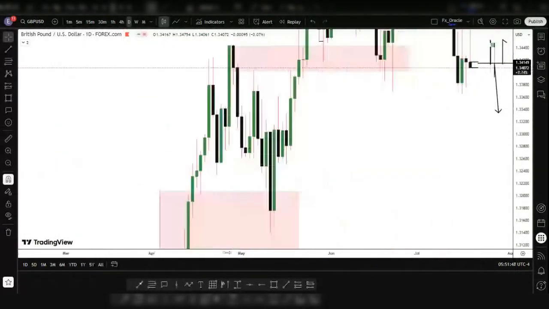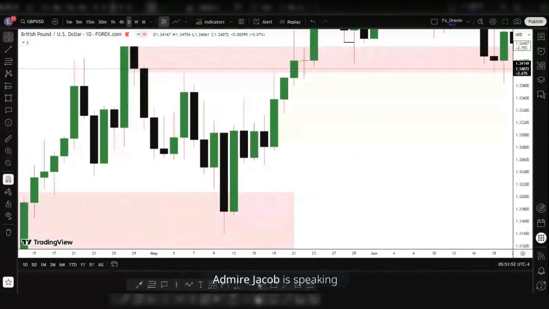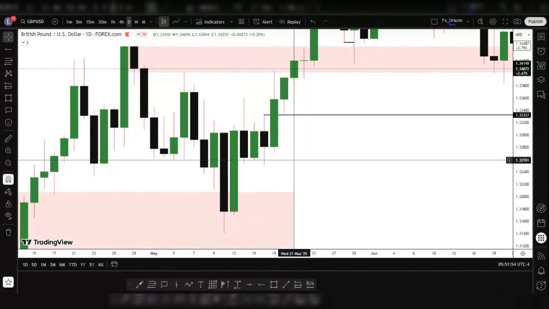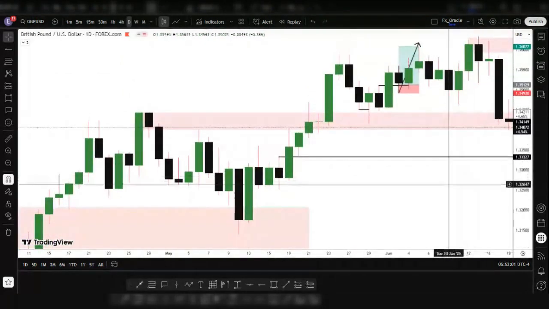Wait for it to engulf. And where did we have our engulfing candle? At this point. And this is where it engulfs. So the direction is set. Now, after the engulfing, how many days did this price run?